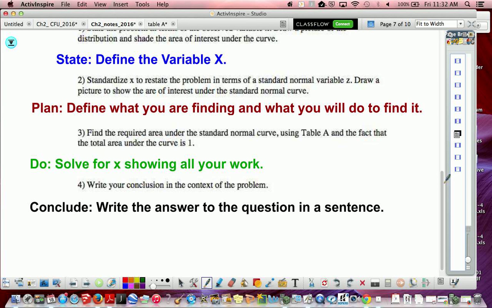Then finally, what we like to do in statistics, which is kind of new in math, because in math you always just say x equals something, we actually write our answer in a sentence. Write the answer to the question in a sentence.